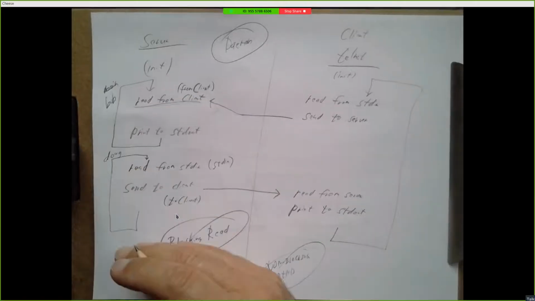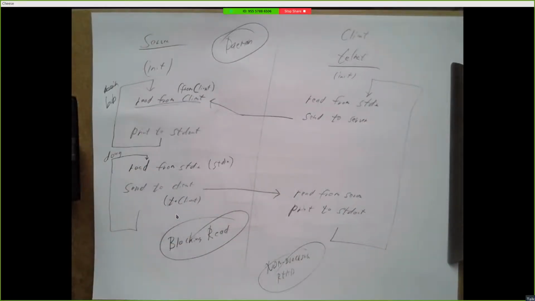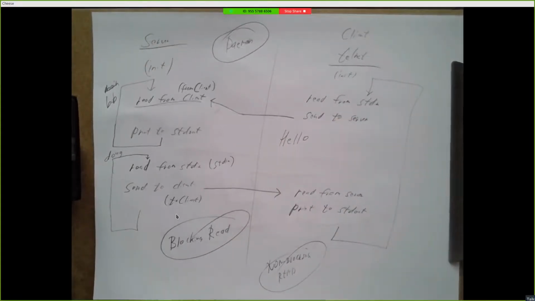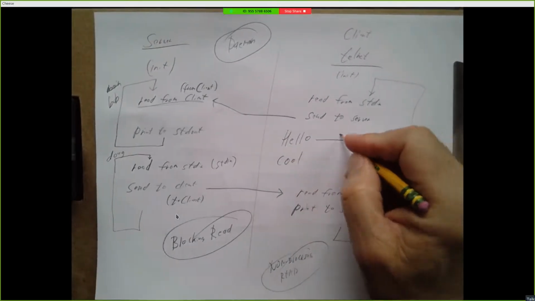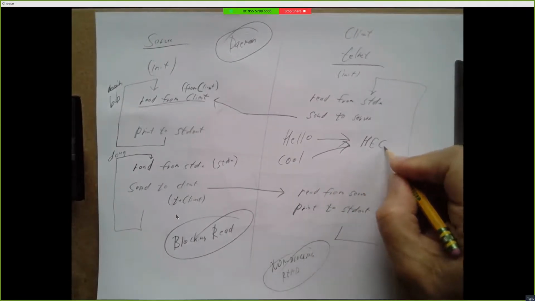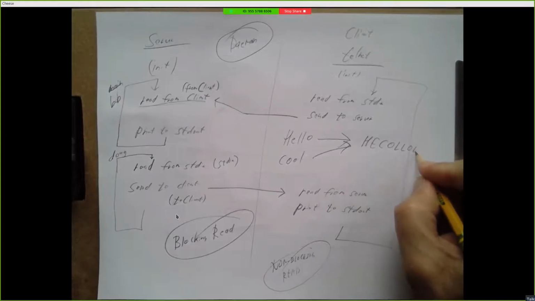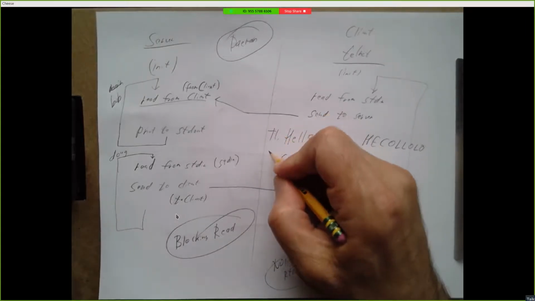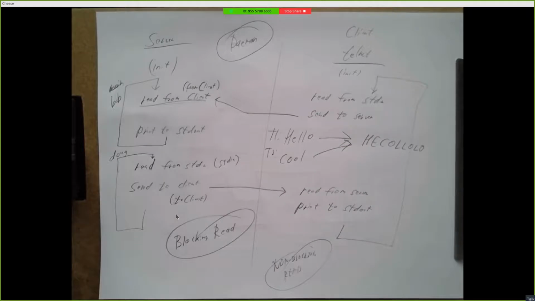But suppose you had two threads that were both sending messages to the client. And suppose one thread was sending the message, hello, and the other one was sending the message, cool. And these are both going to the same socket. Well, what happens if these things get mixed up together? Right? And that can happen. If you don't have some sort of synchronization between these two threads, and they're just like, well, I'm going to send these characters to the socket now, right? There's nothing to stop this from happening.